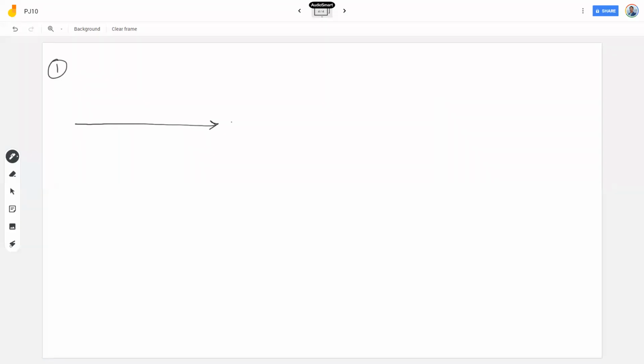This is a horizontal line, let us say the x-axis, and this is the negative x-axis. This is the origin. There is a vector like this, let us say a vector of magnitude 10 units. Let us say this angle is 60 degrees. So what is the x component of the vector?